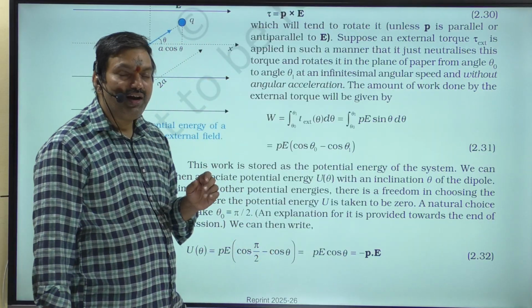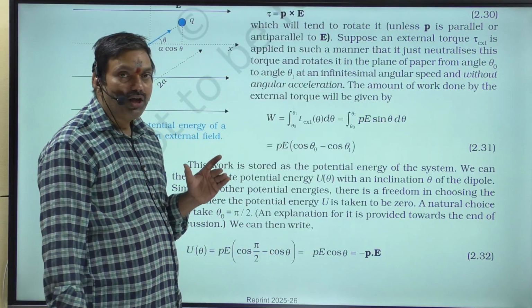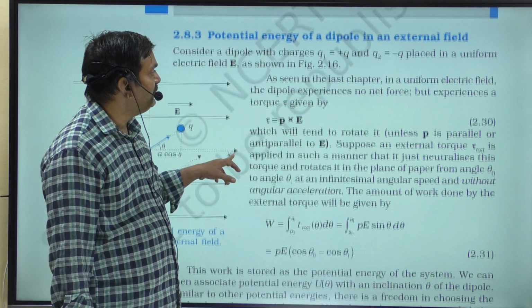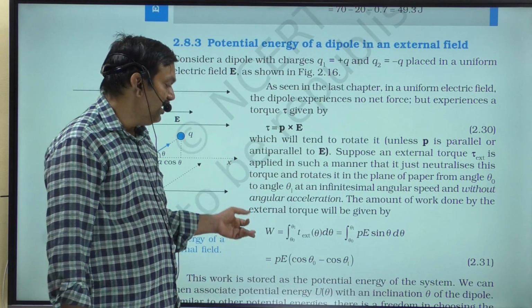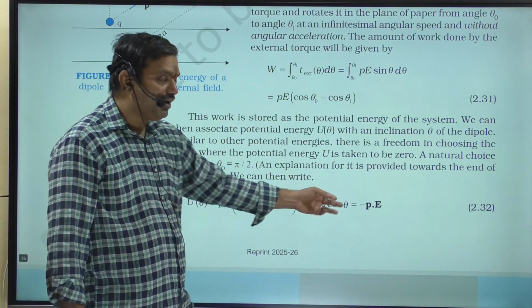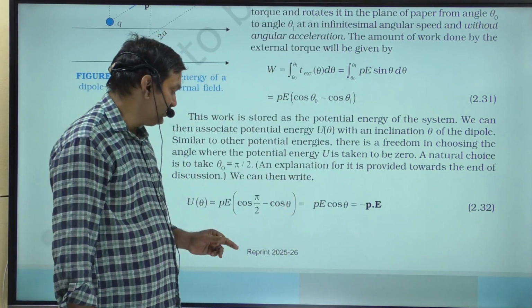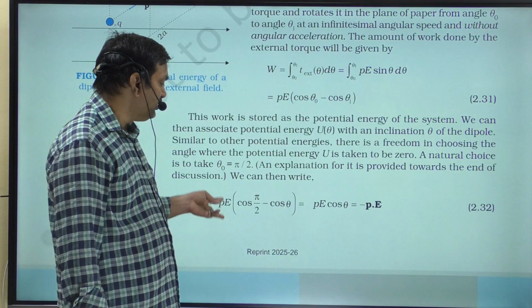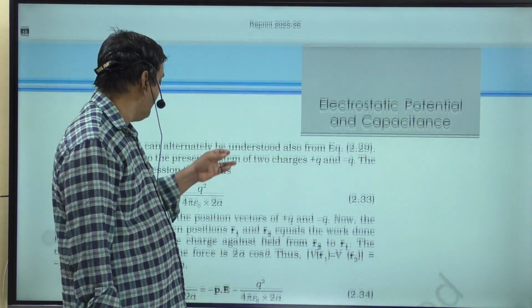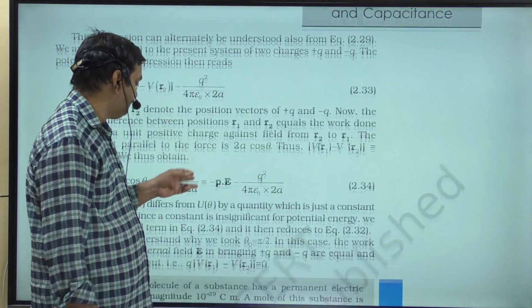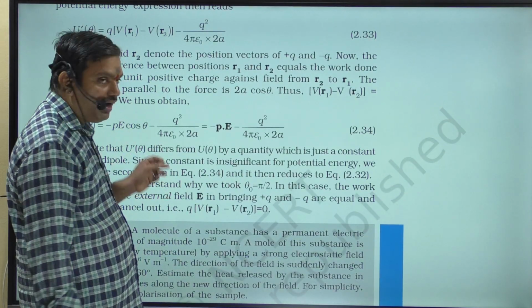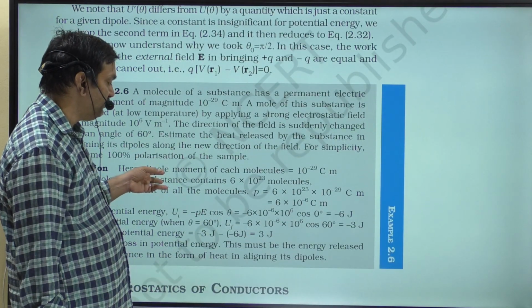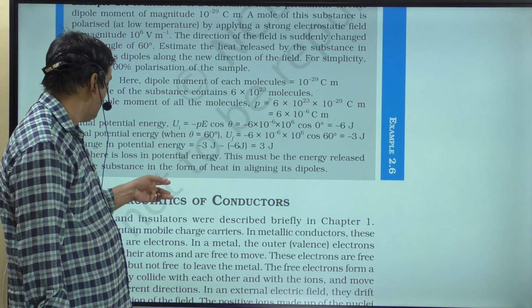So this is how we can derive an expression for the potential energy of the dipole. The potential energy of a dipole in an external field is nothing but minus P bar dot E bar, or minus PE cos theta. That is how we can prove it, friends. Now let us look at the extension. As you see here, it is minus PE cos theta, so you can apply it in the corresponding sums wherever you get sums like this.